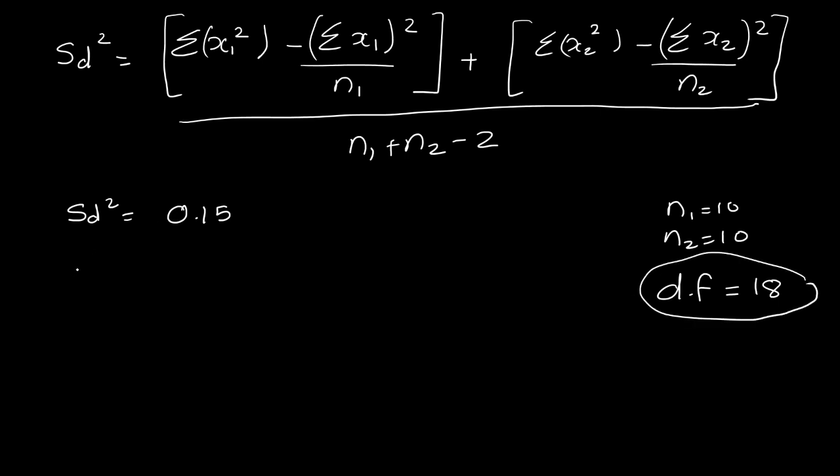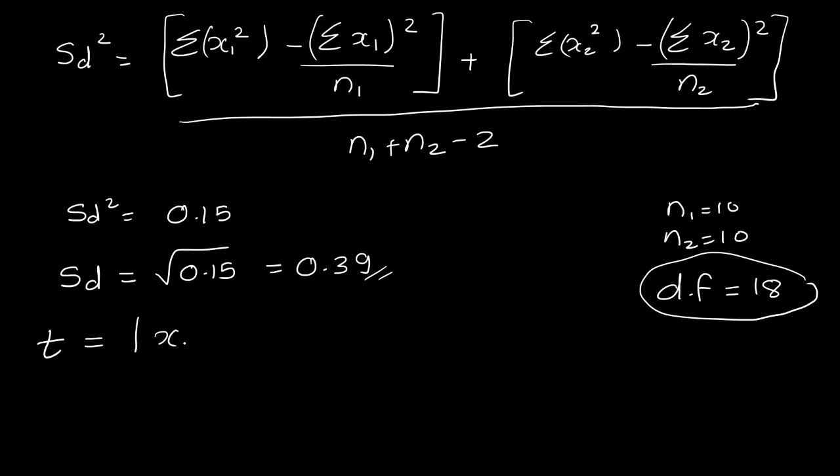Now SD square, that is the variance, you have found. So SD will be the root of 0.15, which comes out to be approximately 0.39. Once you have calculated all this, you can substitute in the test statistic. The test statistic is x1 bar minus x2 bar divided by SD into root of 1 upon n1 plus 1 upon n2.